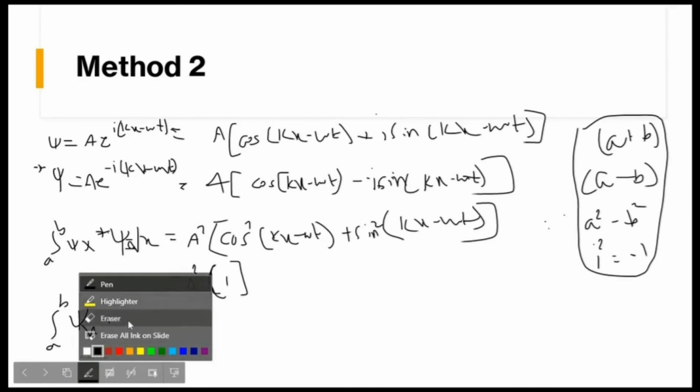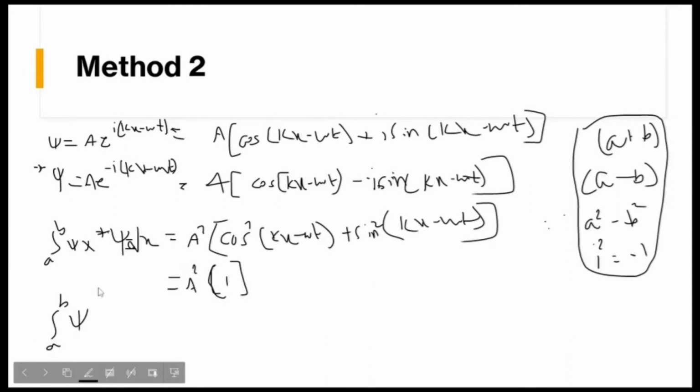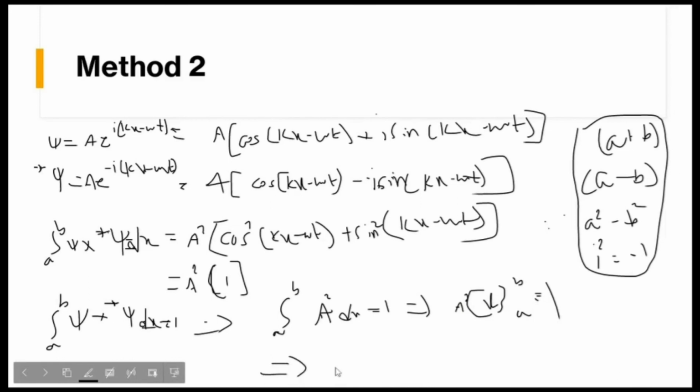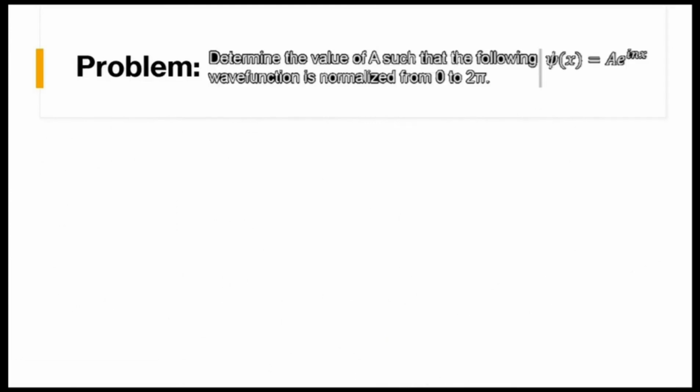So the integral of phi times the complex conjugate of phi dx equals 1, which equals integral of A squared dx equals 1, which equals A squared times the integral of 1 dx from a to b equals 1, which gives A equals similarly 1 by root over (b minus a). And this is the second method.